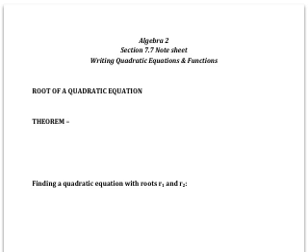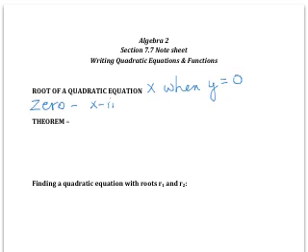We're going to talk about now writing quadratic equations and functions. The root of a quadratic equation is the solution, the x values when y is equal to 0. Now, it's also known as a 0, and if it crosses the x-axis, it is also known as an x-intercept. And we are going to call these two roots R1 and R2.